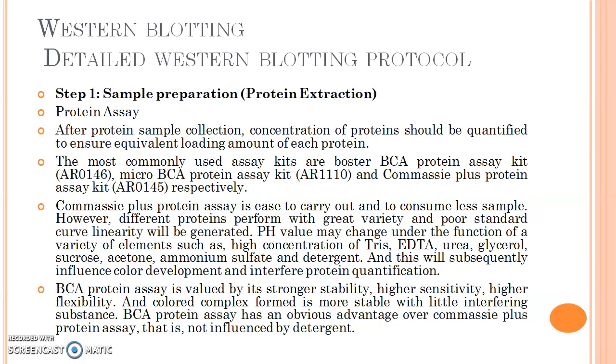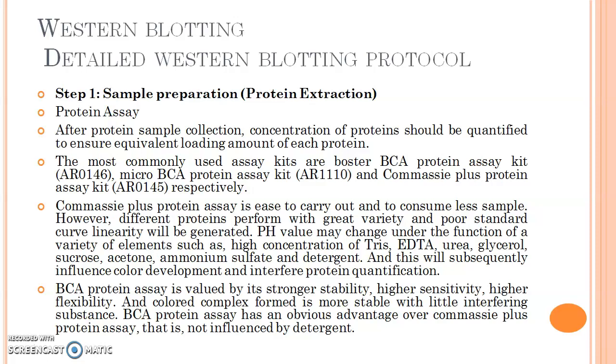Protein assay. After protein sample collection, the concentration of proteins should be quantified to ensure an equivalent loading amount of each protein. The most commonly used assay kits are the Booster BCA protein assay kit, Micro BCA protein assay kit, and Coomassie Plus protein assay kit. Coomassie Plus protein assay is easy to carry out and consumes less sample. However, different proteins perform with great variety and a poor standard curve linearity will be generated. The pH value may change under the influence of elements such as high concentrations of Tris, EDTA, urea, glycerol, sucrose, acetone, ammonium sulfate, and detergent. This will subsequently influence color development and interfere with protein quantification.